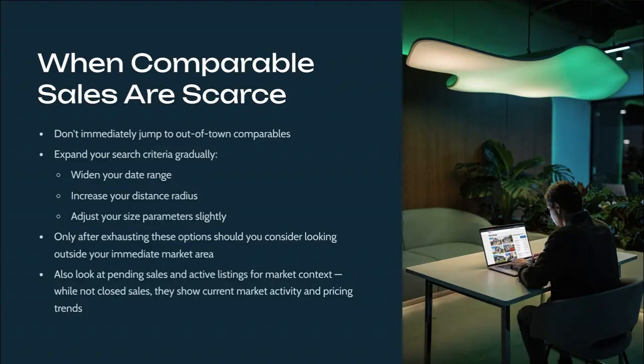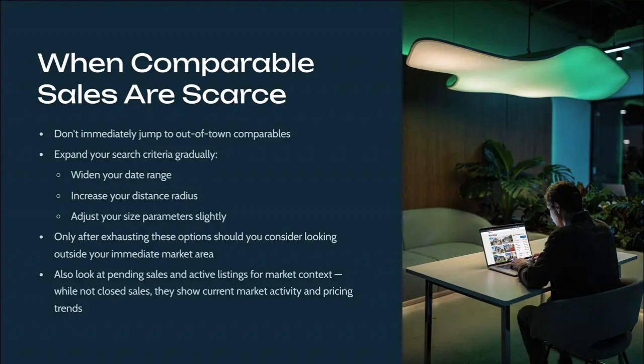Expanding your time frame represents the most common adjustment for limited markets. If you can't find 3 to 6 sales in the past 6 months, extend your search to 12 months or even longer. However, remember that older sales require market condition adjustments to account for appreciation or depreciation. Document local market trends through sources like MLS statistics, housing price indices, or local economic indicators to support these time adjustments. Geographic expansion requires careful judgment.